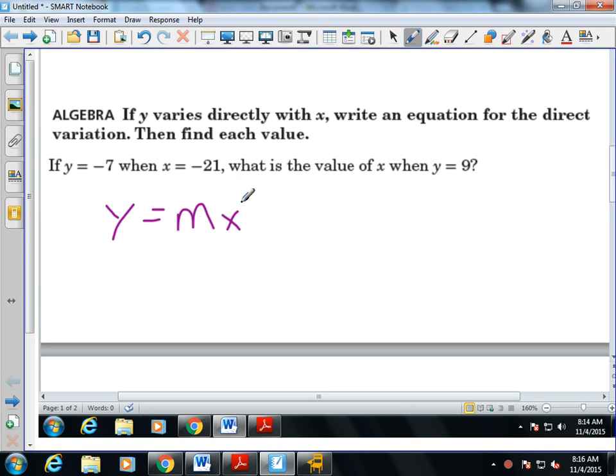So in order to write a direct variation equation, we have to figure out what m equals. That's our step. To figure out what m equals, m is always y over x, isn't it? M is always y over x. So do we know a y and an x together? Do we know a y and an x together?